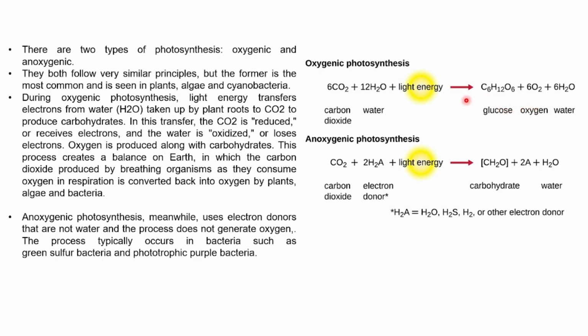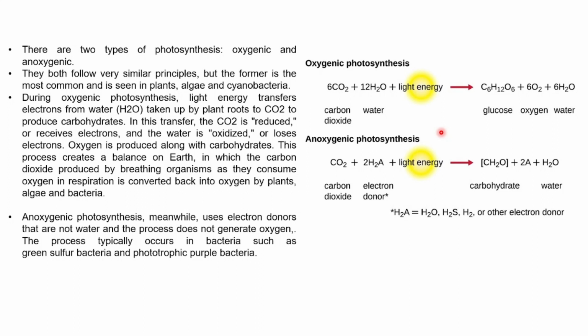This process creates a balance on Earth, in which the carbon dioxide produced by breathing organisms as they consume oxygen in respiration is converted back into oxygen by plants, algae and bacteria. So we breathe in oxygen, we give out carbon dioxide. At this level, there should be no oxygen present in the atmosphere, but it's only because of the trees, which give out oxygen in return and consume CO2, that we have oxygen in the air that we breathe in.